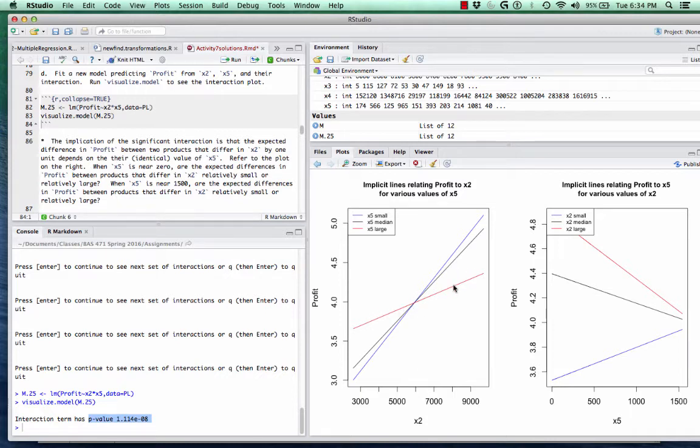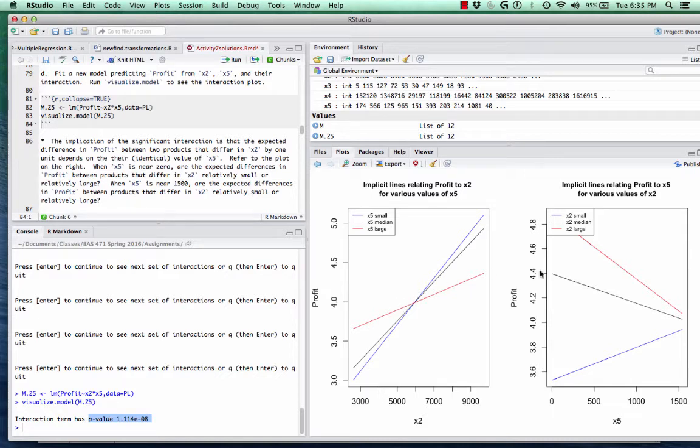We see that the red line is giving us the relationship between profit and x2 when the x5 values of the individuals are large. And the blue line here gives us the relationship between profit and x2 among individuals whose x5 values are small. So one thing we notice is that the relationship is fairly weak when x5 is large, but relatively strong when x5 is small.